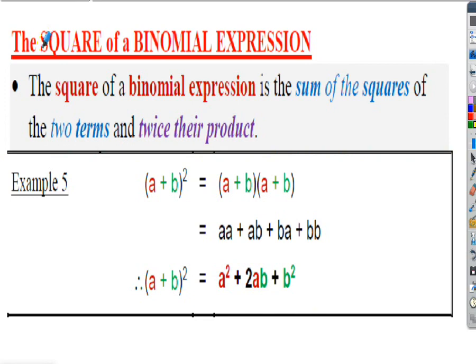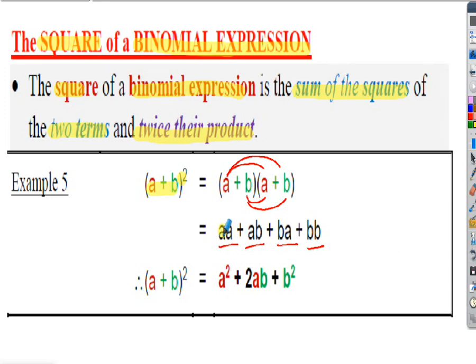To finish off with, we're going to look at the square of a binomial expression. The square of a binomial expression is the sum of the squares of the two terms and twice their product. So for example, if we have a plus b all squared, that really means a plus b multiplied by a plus b. Expanding the brackets, we have a multiplied by a, which is this a squared term here, a multiplied by b, this term, then we'll have b multiplied by a, this term, and then b multiplied by b, this term.